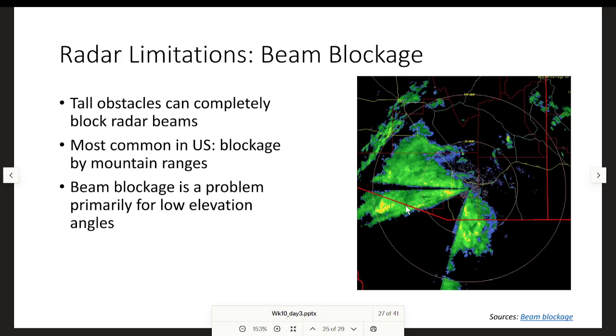Here it is. You can see the big missing triangles of energy that was just absorbed by the mountain or incorrectly scattered back. So yeah, the most common problem in the United States is the blockage of the beam by mountain ranges, especially at the low elevation angles.